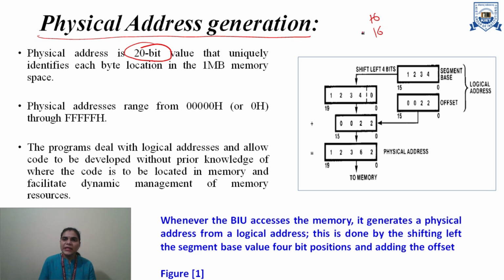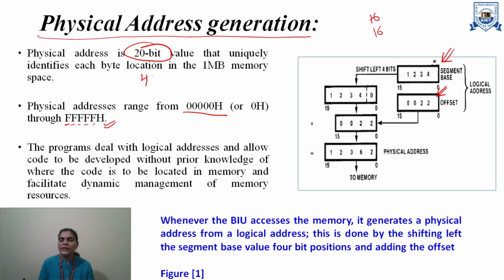Now we will see how this logical address will be converted into the physical address to address any byte or location in the memory. The physical address can range from 0 to FFFFF. 20 bits will have 5 hexadecimal digits to represent any physical address. So, the logical address has a segment base address and a 16-bit offset.